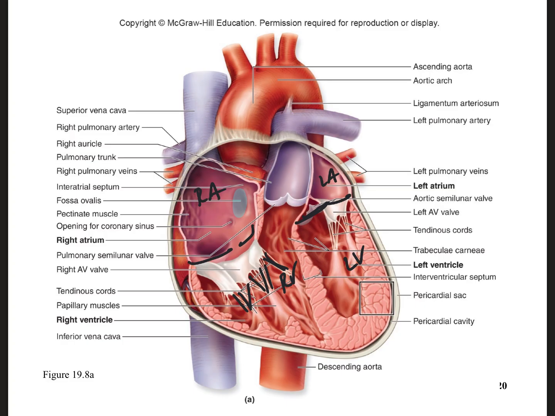Okay? And then another part of the fetal circulation is the ligamentum arteriosum, which was a connection between the aorta and the pulmonary trunk, also a remnant of the fetal circulation. And we'll talk about that when we go through the fetal circulation in a couple weeks.